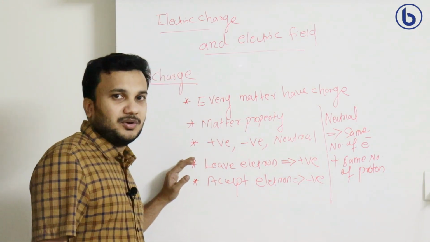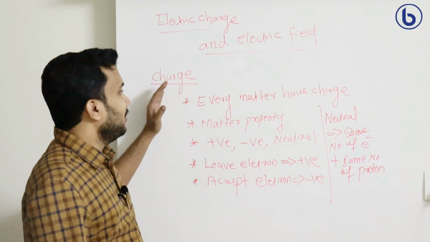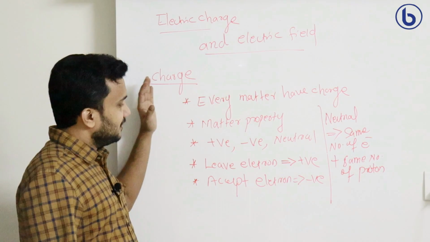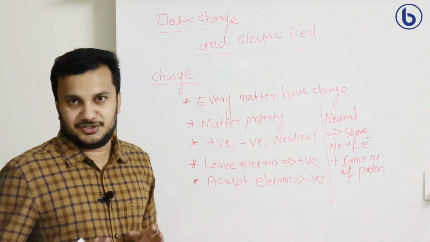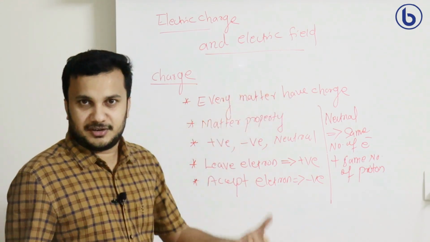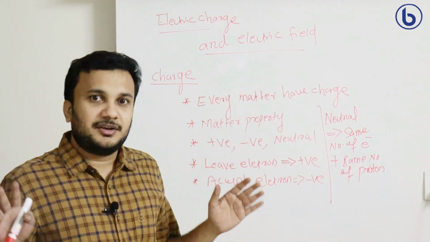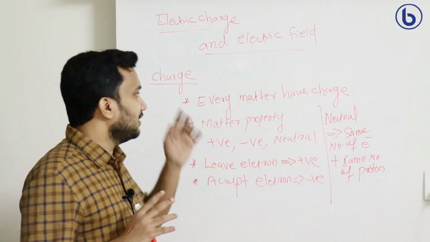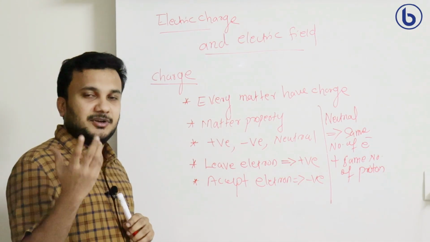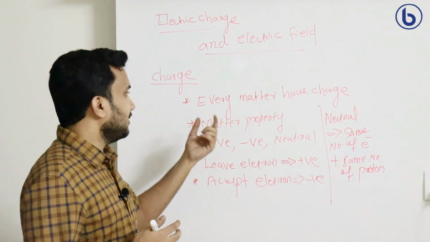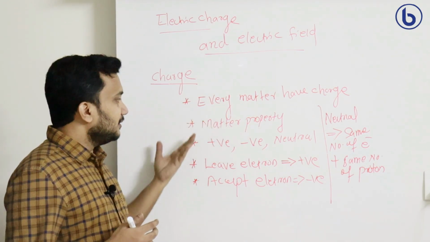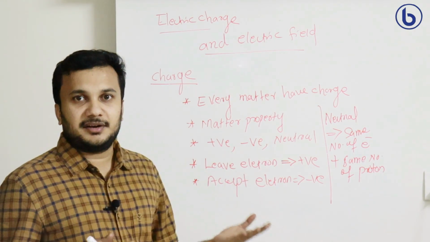So we learned about charge. This is just the definition of charge, not a property. What is a charge? We'll summarize in short. Every matter will have a charge, like mass. If you take any substance, you have mass. Similarly, every matter will have something called a charge. It's a matter property similar to the mass property. And this charge will be either positive, negative or neutral.